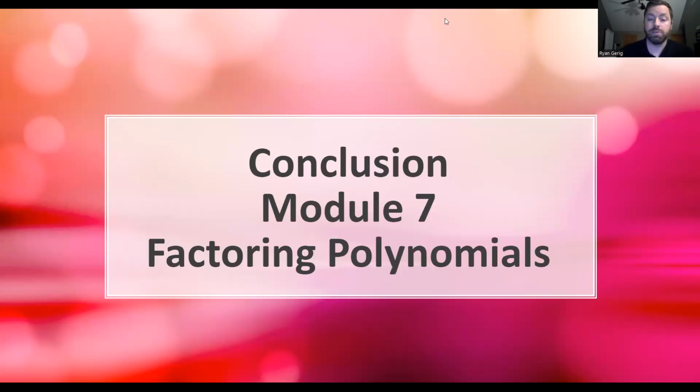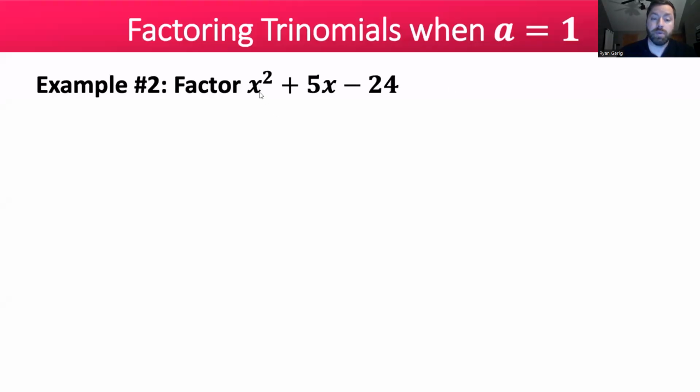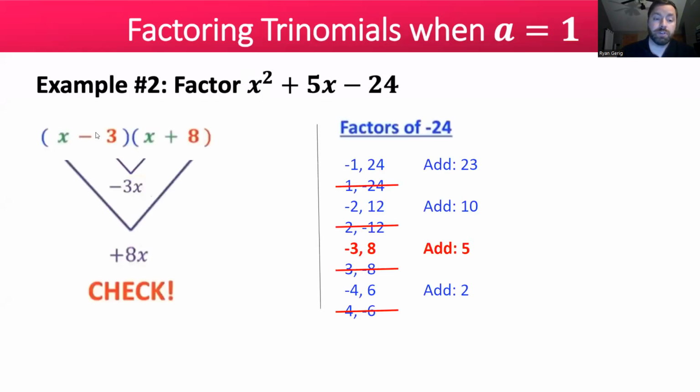As we conclude Module 7, let's take a look back at what we learned this week with factoring. We started the week looking at when a was 1. When a is 1, the number in front of x squared is 1. That means that the two first terms in our binomials have to be x. That's the only way for that to happen.